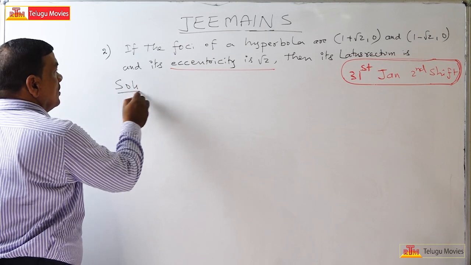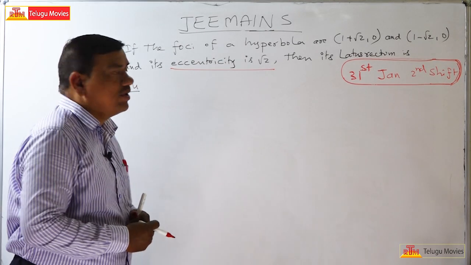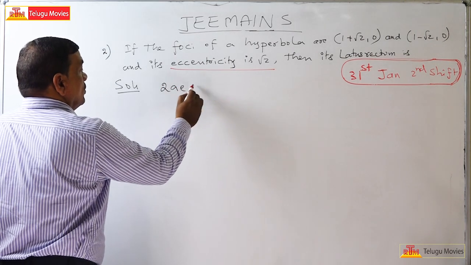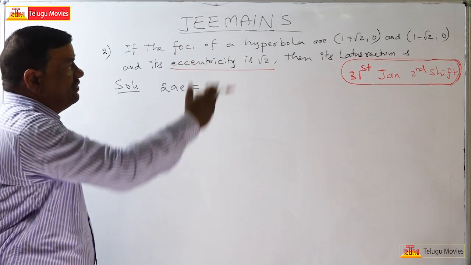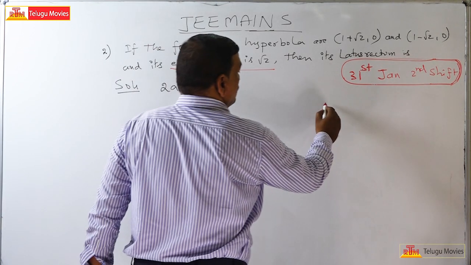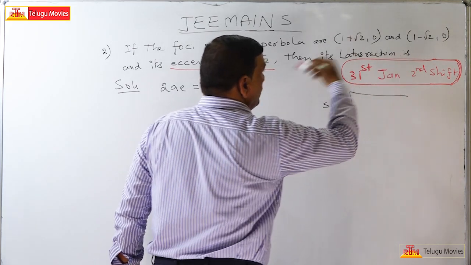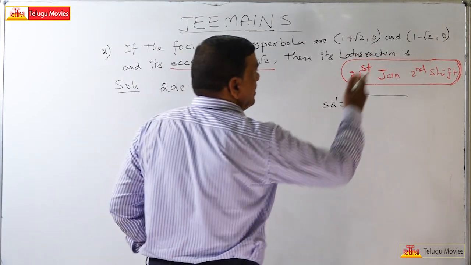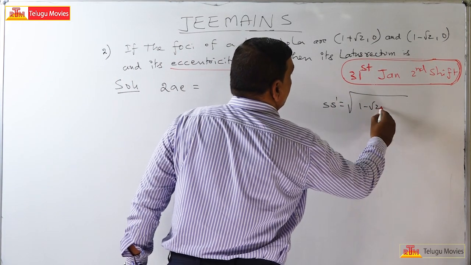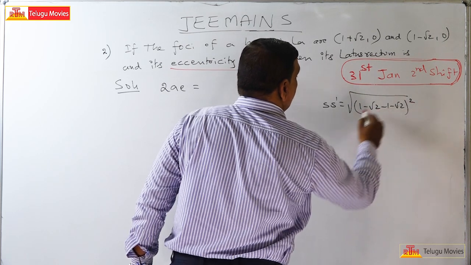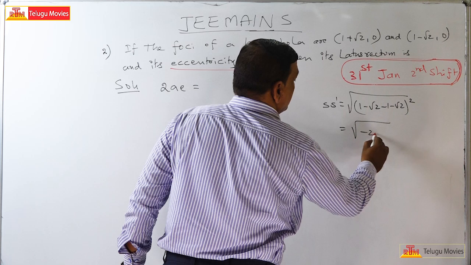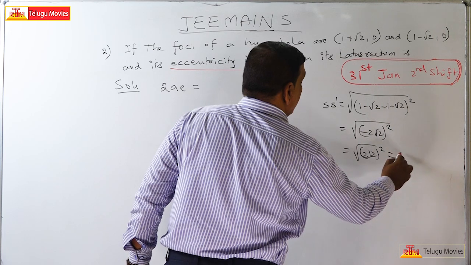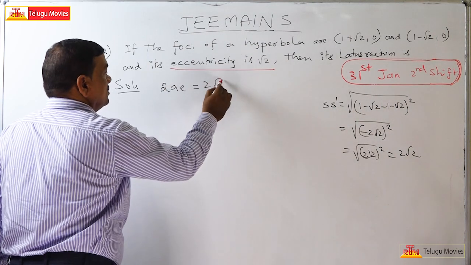So how to do this solution? We know the foci of the hyperbola are given. What is the distance between the foci? It is 2ae. So calculate the distance between them. SS dash is equal to root of (x2 minus x1) whole square plus (y2 minus y1) whole square. Clearly it is (1 minus root 2 minus 1 minus root 2) whole square, which is equal to (minus 2 root 2) whole square. That means it is 2 root 2.